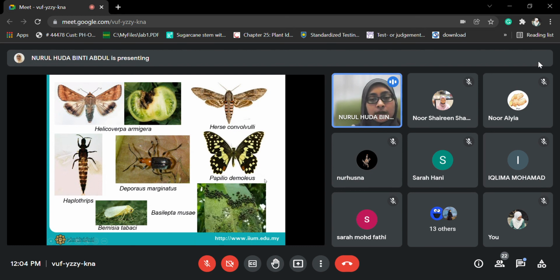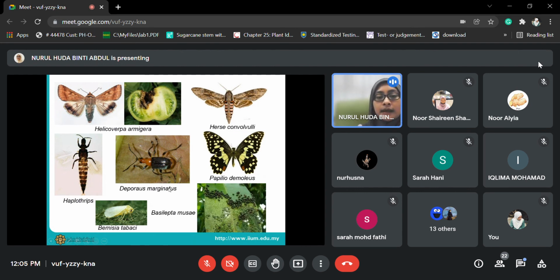And then we have Papilio demolius and Papilio polytes, which is Papilionidae, okay, butterfly that specializes on citrus. So any type of citrus, kamu tanam limau jenis apa, this one will attack your plant. The larvae is a leaf defoliator, but the adult is the pollinator.